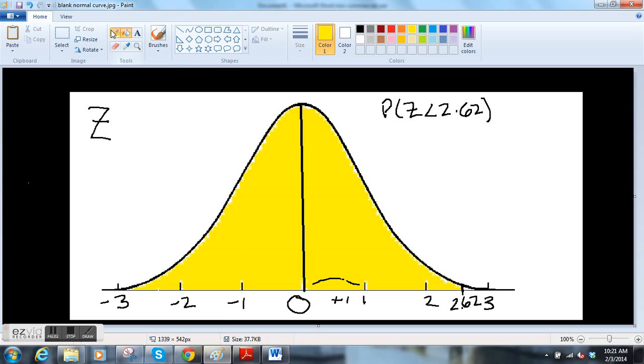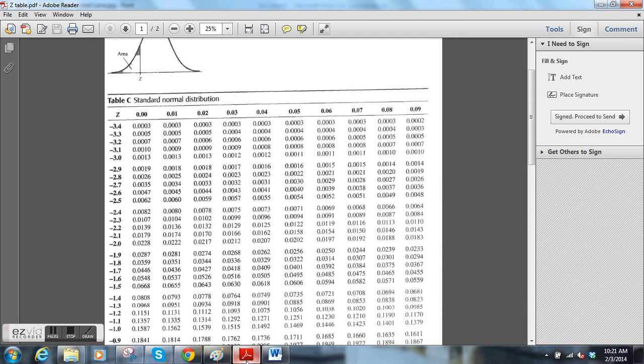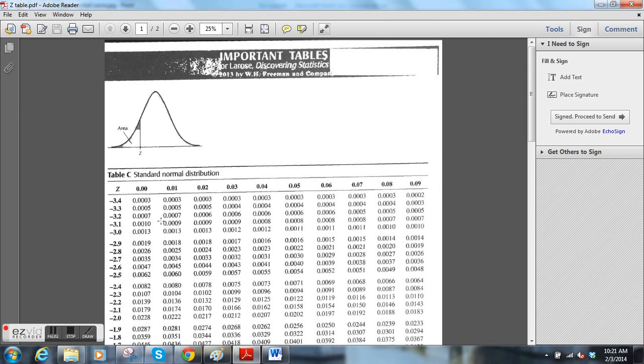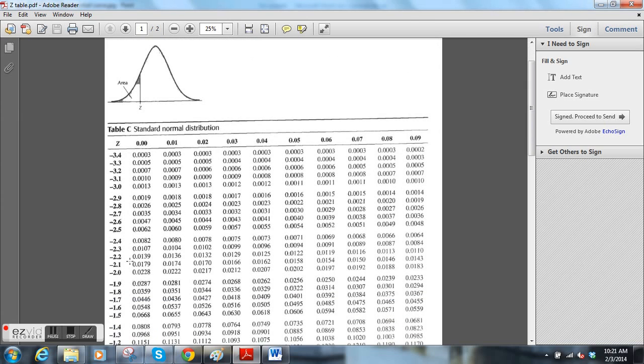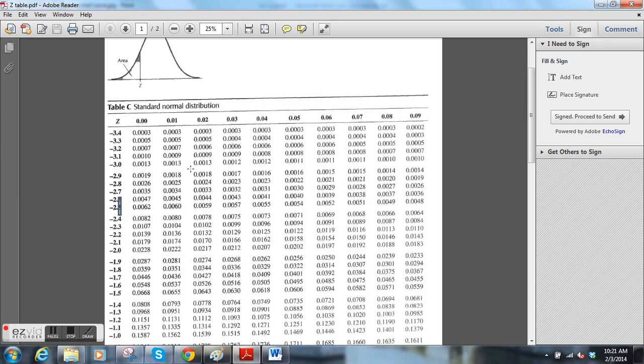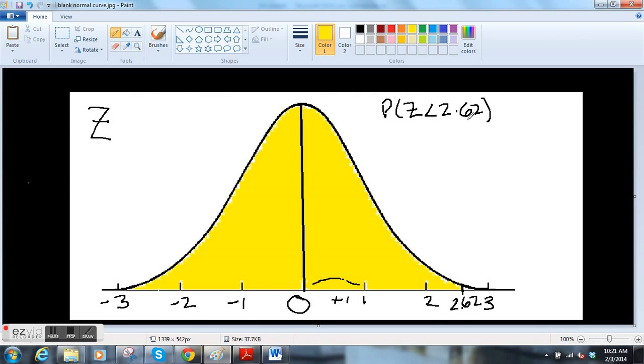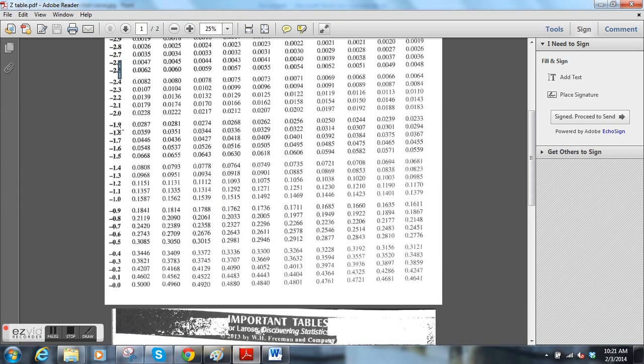So the first way to do it is to use these z tables. So here is a z table. I copied this one. This is just a photo taken of the tables in your book. So I apologize for how hard it is to read it. My intention is that you look at your tables in the book and follow along with what I'm doing. So this is table C. It starts negative. You'll notice it starts on the negative side and then it goes all the way up. So I want the probability that z is less than positive 2.62.